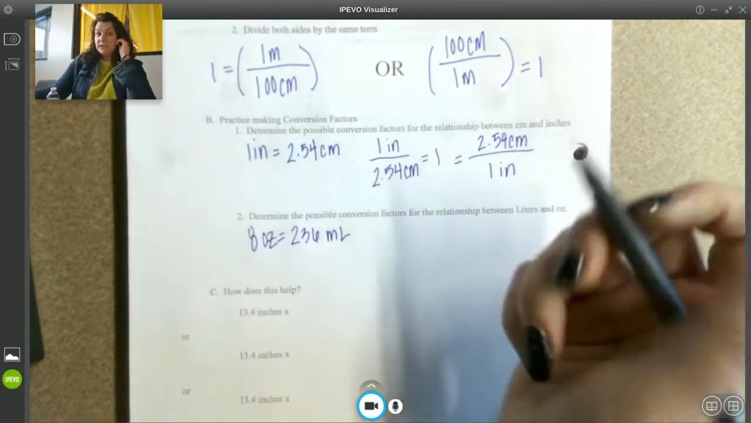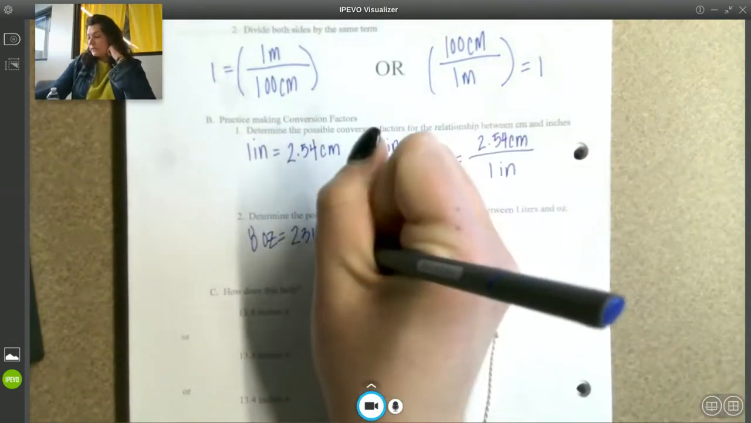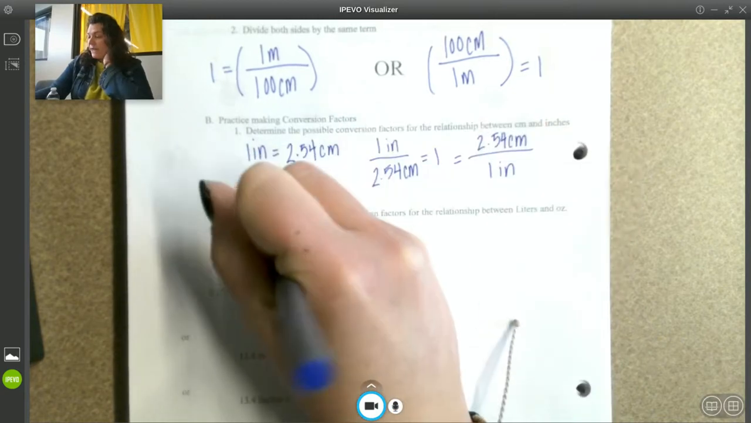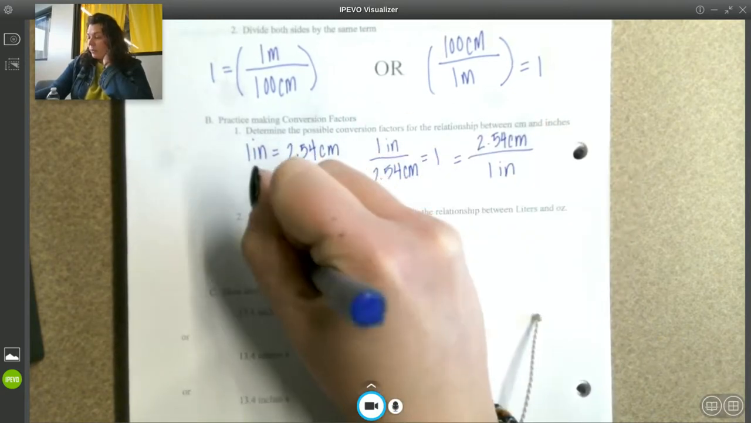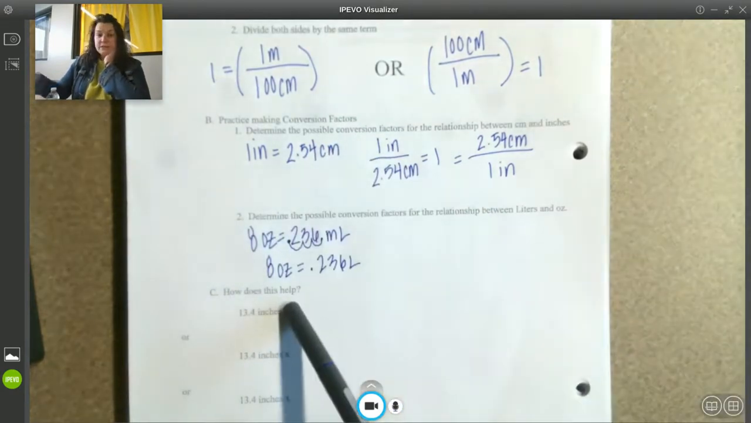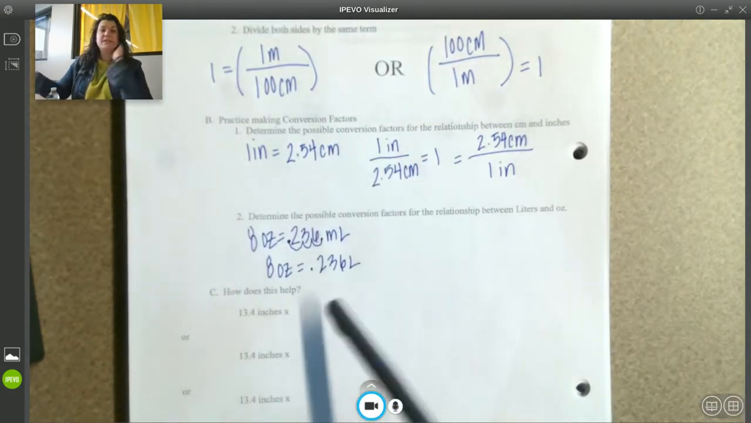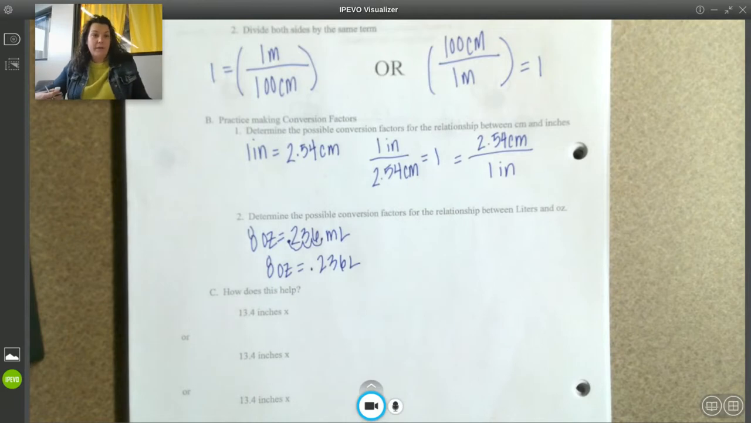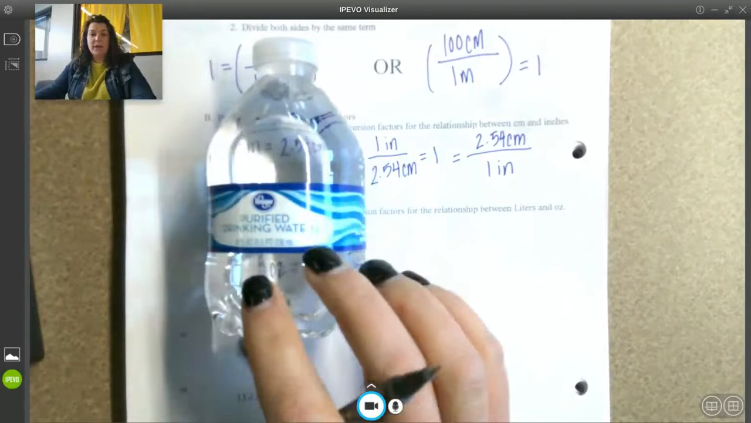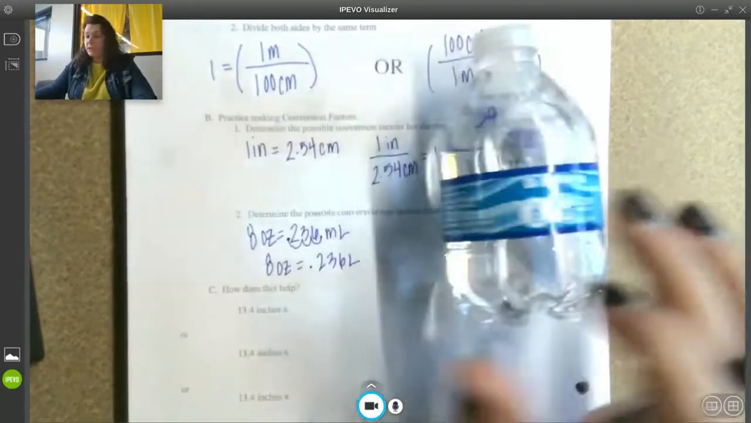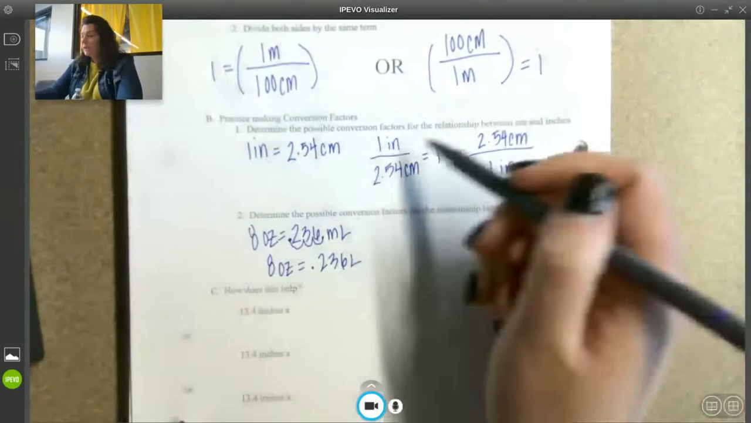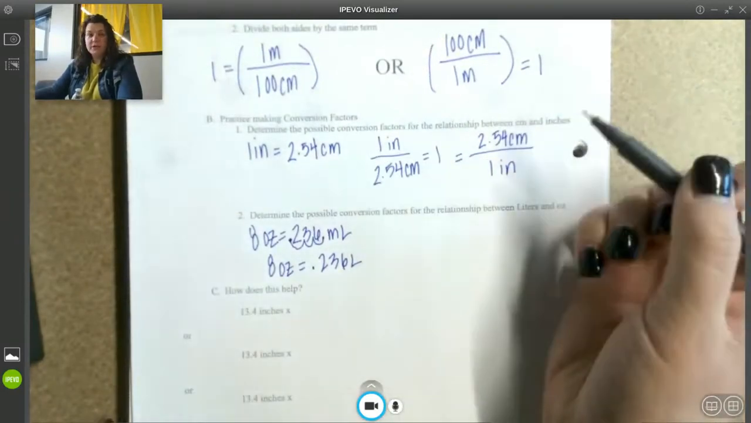I can change milliliters to liters by moving the decimal place 3 times. So 1, 2, 3. So this is actually for every 8 ounces, we get 0.236 liters, okay? So 8 ounces and 0.236 liters is the same amount of liquid. This bottle that I have that is 8 ounces of water also contains 0.236 liters, okay? And you can do the same thing that I did up here by creating your 2 conversion factors.